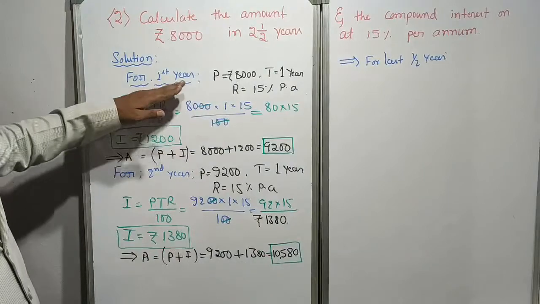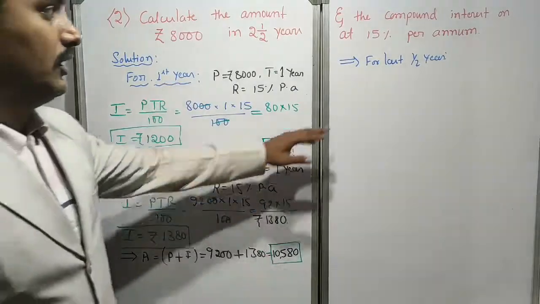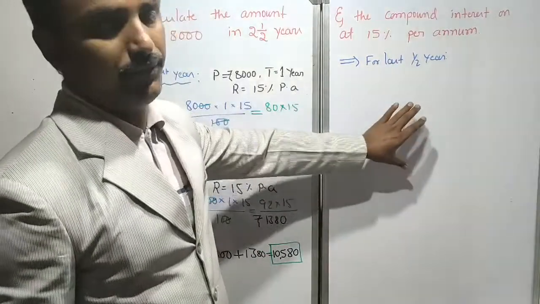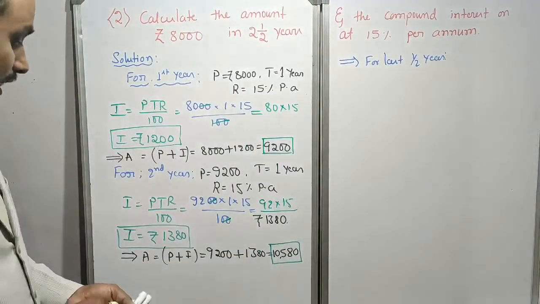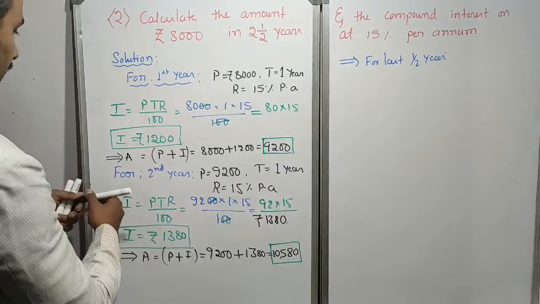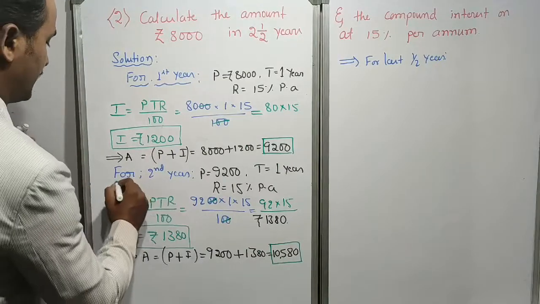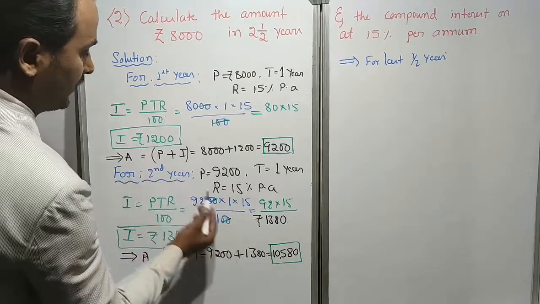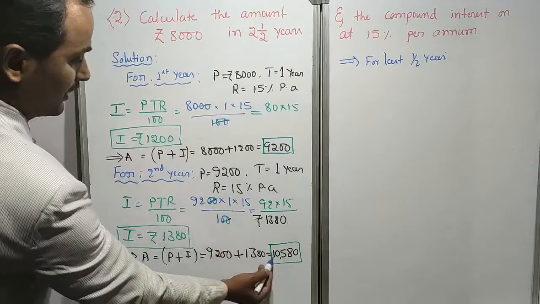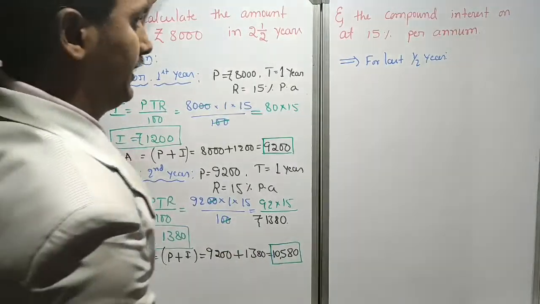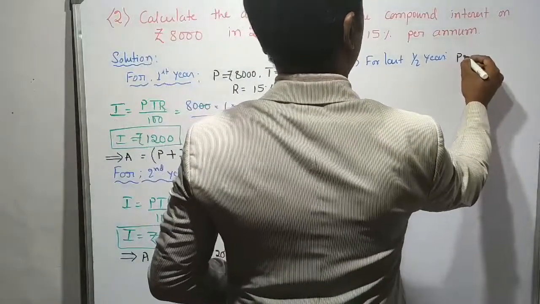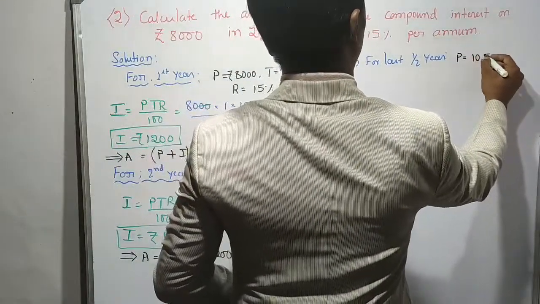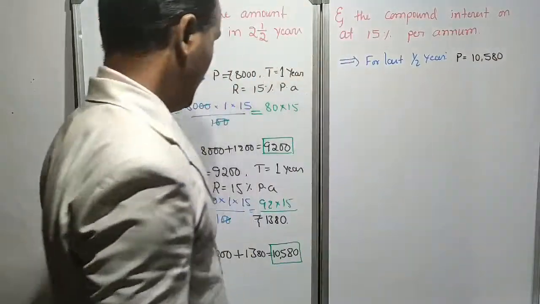See, this is first year over, second year over. This is the last half year interest I am finding. Amount also I am finding. See, principal became, look here. At the end of the second year, I will underline this one for the second year. At the end of the second year, the amount is 10,580. That became principal. Shall I write here? That principal is equal to 10,580 rupees. Is it correct?